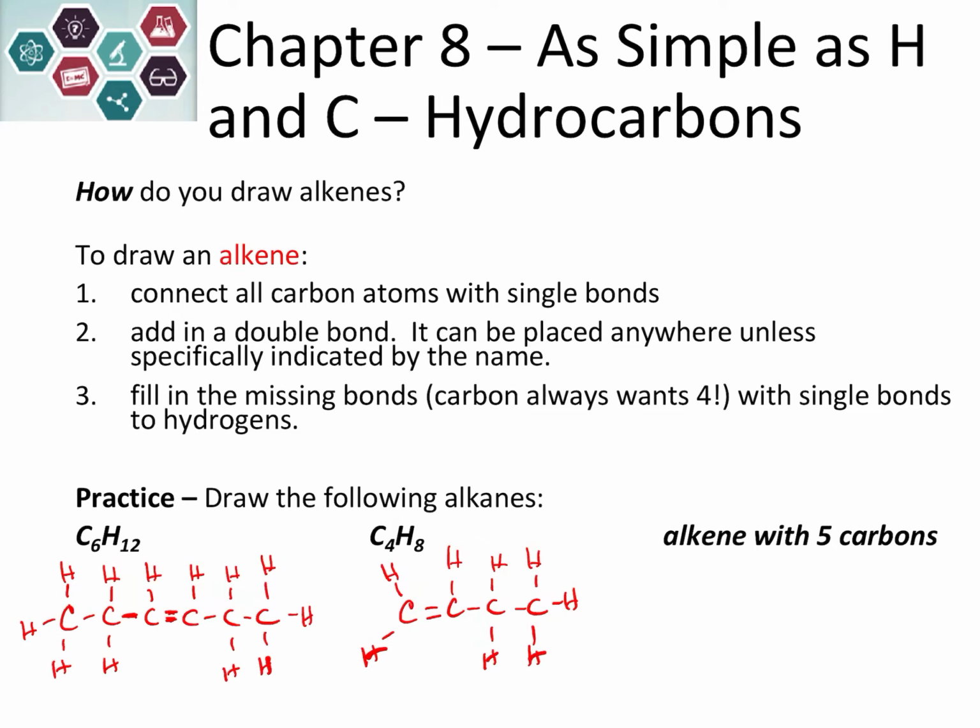Go ahead and pause the video and see if you can draw the alkene with 5 carbons. So if it has 5 carbons, that means your structure should have 10 hydrogens.